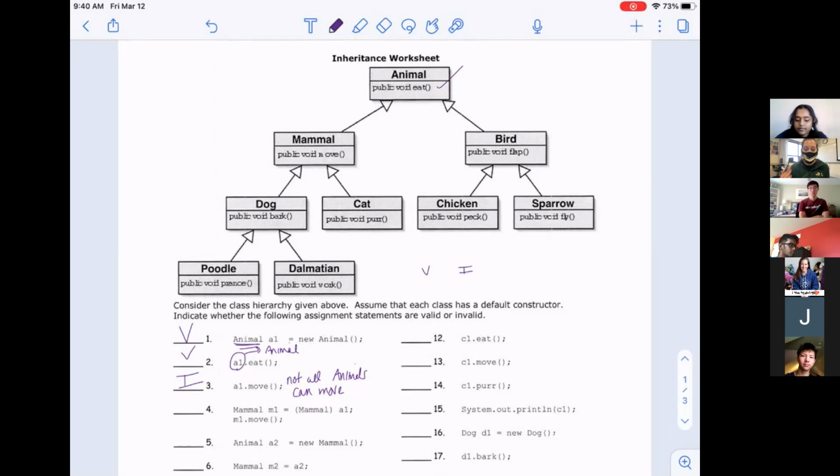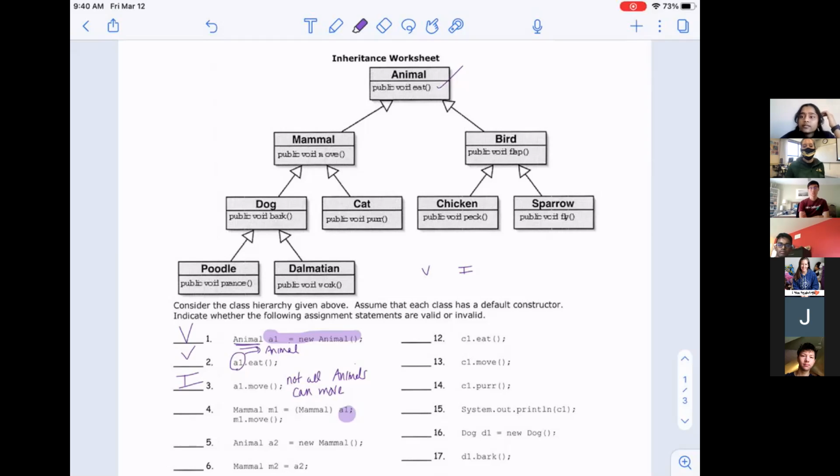Now, when I look at number 4 it says, okay, I really want to call this move method. How about if I just pretend that it's a mammal? Can I just call it a mammal? Can I cast it as a mammal? Well, here's the problem with this. When I made A1, I made an animal. It's not a mammal. I can't cast it as a mammal if I didn't build a mammal.